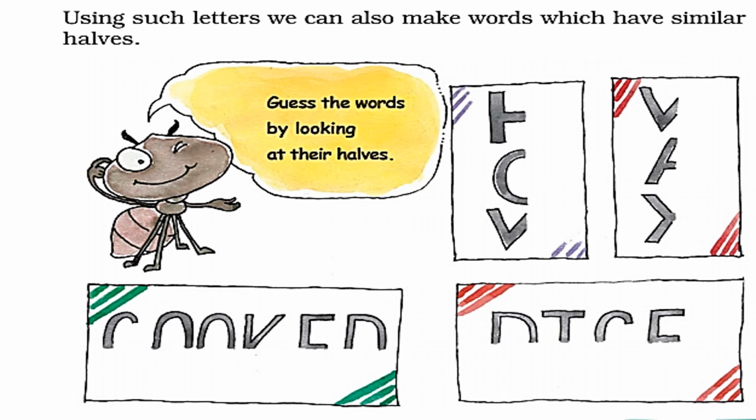Using such letters, we can make words which have similar halves. Guess the words by looking at their halves. So children, we can guess the first word appears to be HOW, then WAX, COOKED, then DICE.